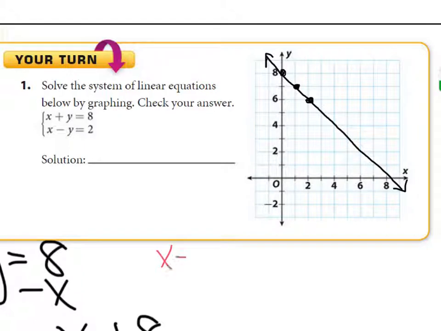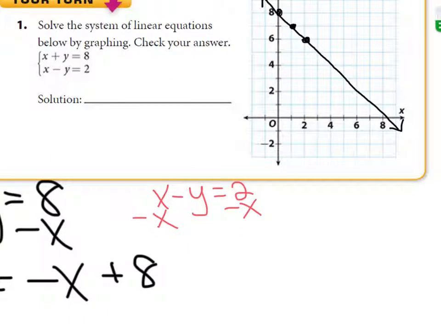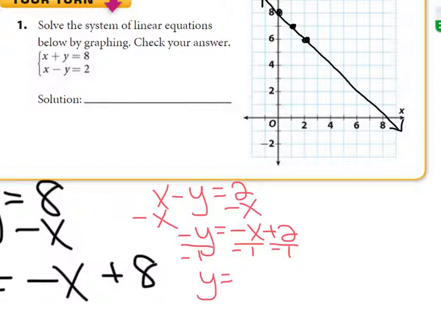We have x minus y equals 2. Well, to solve for y, we're going to subtract x. So I have negative y is equal to negative x plus 2. Remember, when you have a minus, you need to bring it down. Now that means y is not by itself yet, so we have to get rid of that negative. So we're going to divide everything by negative 1. So I have y equals, well, 2 negatives makes that a positive x. Positive 2 divided by negative 1 makes that a negative 2.